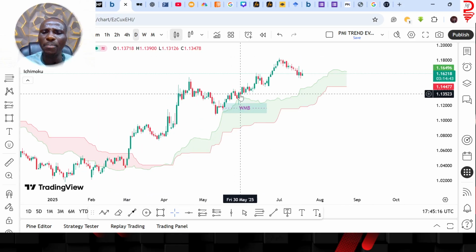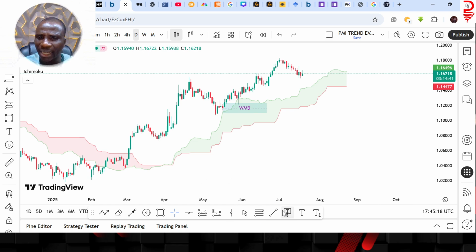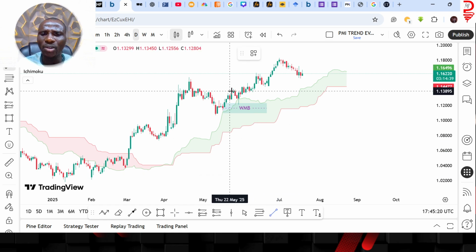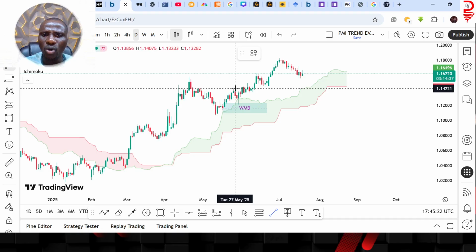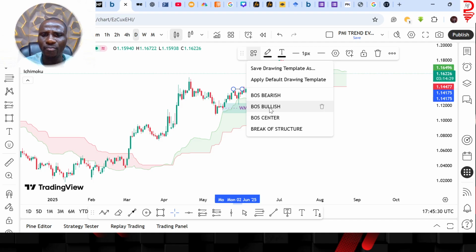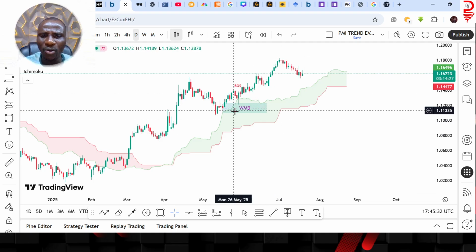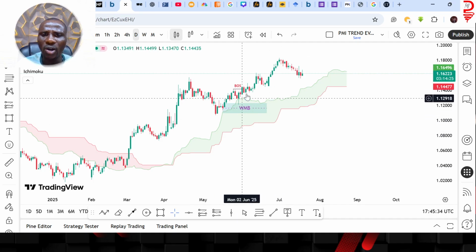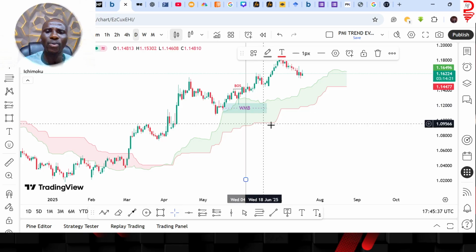Now, immediately the market trades back into it, anytime you have a break of structure, that is one impulsive wave on the daily. Are you getting it now? On the daily. So this is a daily impulsive wave, break of structure bullish. Now, you can wait for correction on the daily and trade a daily impulse wave.